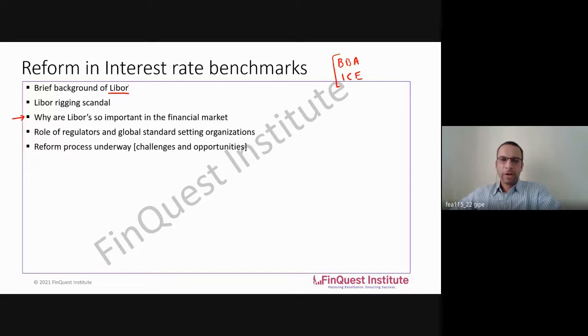So LIBOR up till now. When I say up till now, not exactly up till now, maybe till around 2013, 2014. Right from its inception, up till 2012, 2013, BBA was responsible for publishing LIBOR on a daily basis. Now, this is a rate which comes on a daily basis, so someone has to be responsible for doing that. So BBA was responsible for publishing this LIBOR on a daily basis. But later on, this responsibility was moved to ICE.